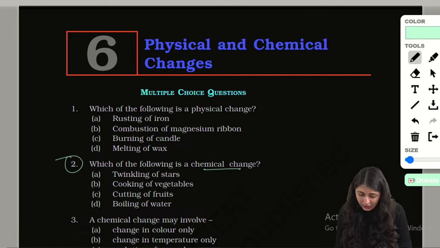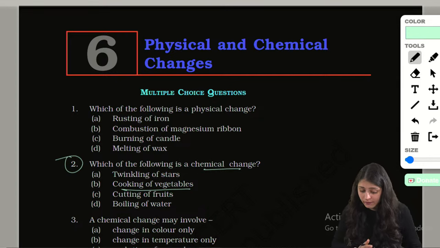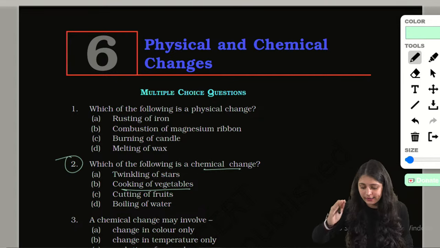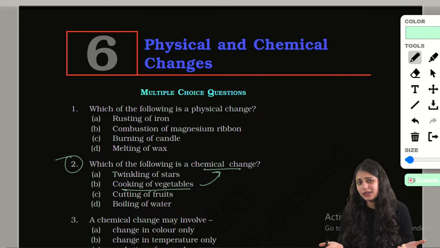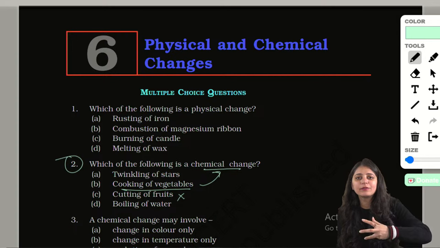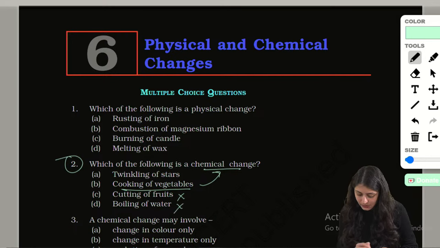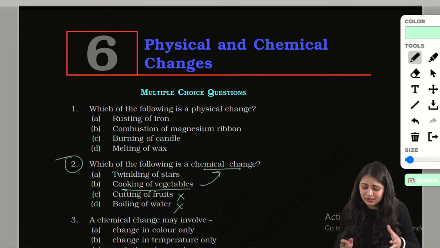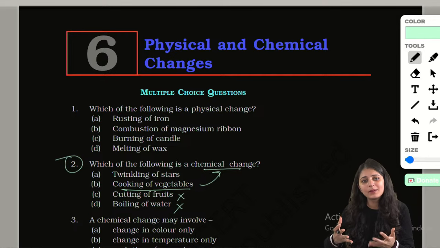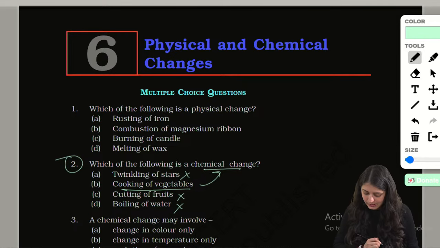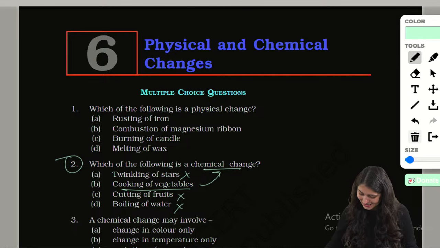Very good, very good. All of you, it's option B. Cooking of vegetables. देखो, raw to cooked जा रहे हैं, नया substance बन रहा, so that is a chemical change. कटिंग ऑफ फ्रूट्स में दे आर स्टिल फ्रूट्स, नथिंग न्यू इज फॉर्म्ड. बॉइलिंग ऑफ वॉटर में लिक्विड से वेपर फॉर्म में जा रहा है, बट इट्स स्टिल H2O, नो न्यू सब्सटेंस. ट्विंकलिंग ऑफ स्टार्स, इट्स मोर ऑफ एन ऑप्टिकल फिनोमेना, रिफ्रैक्शन के कॉन्टेक्स्ट में भी हम फिजिकल ही बोलेंगे. ठीक है, सो करेक्ट आंसर इज गोइंग टू बी दिस.